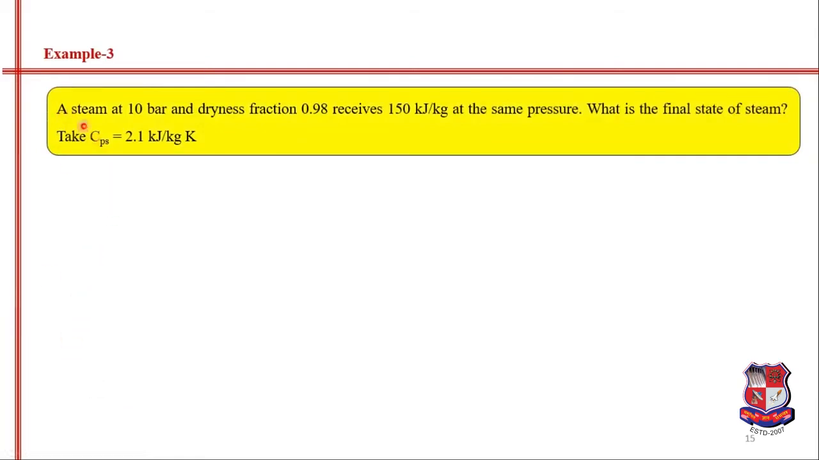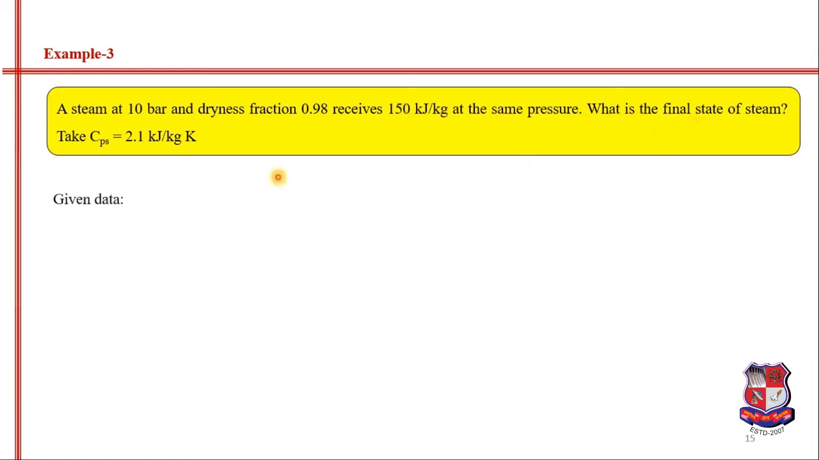A steam at a pressure of 10 bar and dryness fraction 0.98 receives 150 kilojoule per kg of heat at the same pressure. What is the final state of steam? Take CPS equal to 2.1 kilojoule per kg Kelvin. So we are given a steam at this condition, and we are adding this much amount of heat to that steam. Okay, so we are required to find the final state of steam.